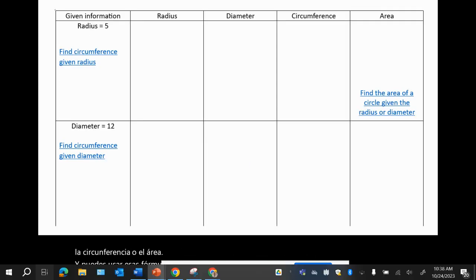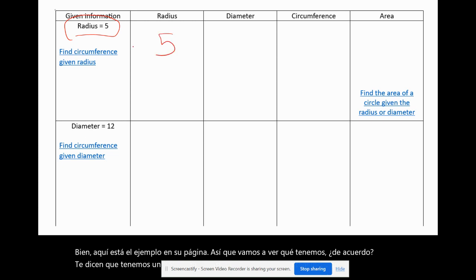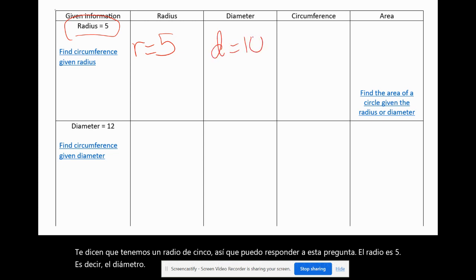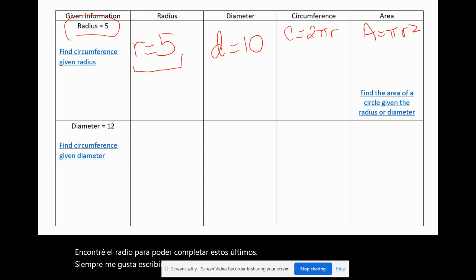Okay, so here's the examples on your page. So let's see what we got. They tell you we have a radius of 5. So I can answer this question. Radius is 5, which means the diameter is 10. I found the radius, so I can fill in these last two. I always like to write the formula, so go ahead and write your formula down. And then you just need to plug in the numbers.